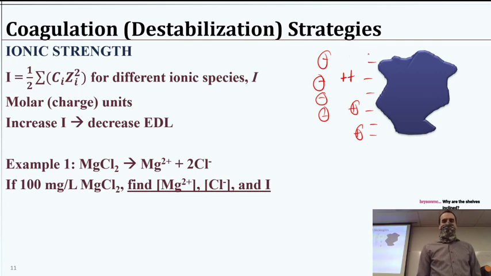So if we add more and more salt, there's just more and more ions around in solution, and it's actually going to compress that. This is a feature of osmotic pressure. If we've got very few ions, it's going to try to stretch them away from the particle because osmotic pressure is pulling them. If we've got tons of ions, they'll just pack in there really close. So one thing we can do is just increase the ionic strength to cause destabilization.